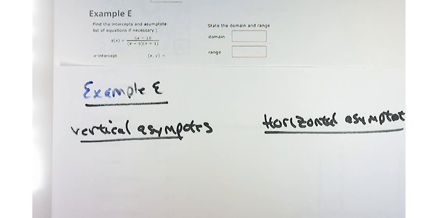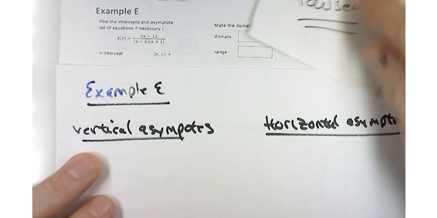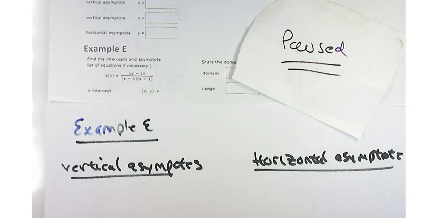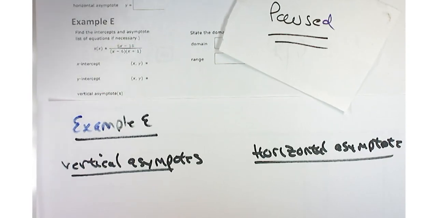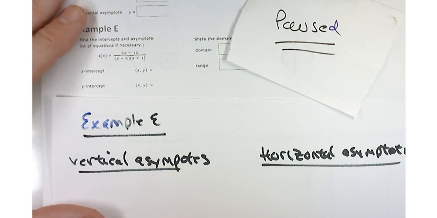Try and find your vertical and horizontal asymptotes first. If you're watching this at home, you can fast forward till it's unpaused. But see if you can find your vertical and horizontal asymptotes first. Then work with the domain. Try and find your x-intercepts and your y-intercepts. That should be a good start.